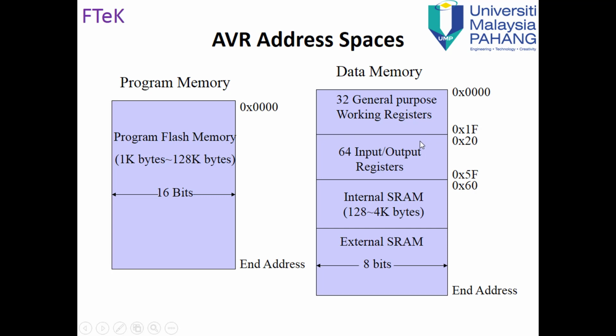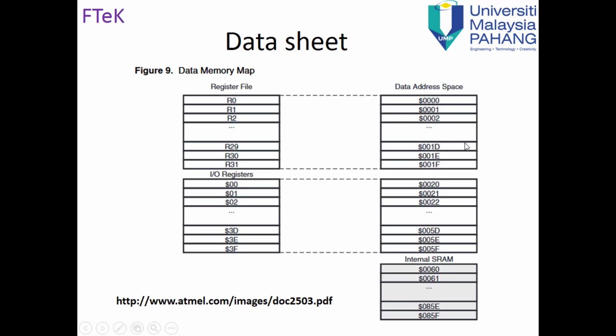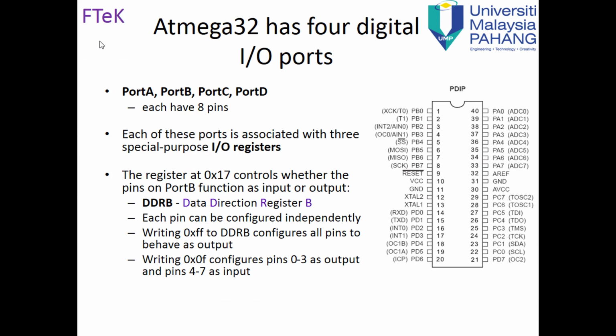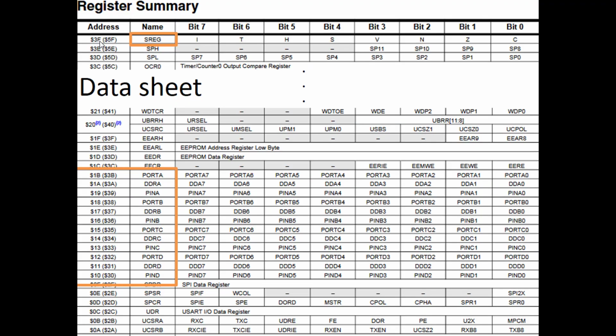But if we want to use IN and OUT, then with address 0 we actually access the place which is 20 in the memory. If we look at the data sheet, you see these are the addresses. Port A has the address 1B, or 3B. The Atmega 32 has 4 digital I/O ports: port A, port B, port C, and port D, as we see here.